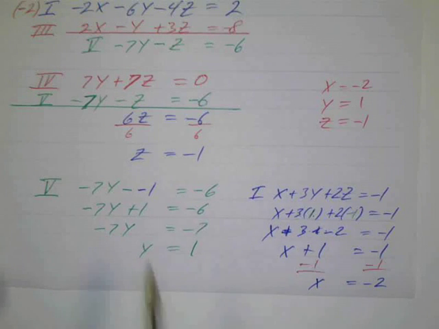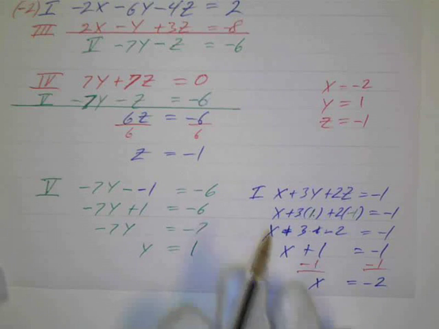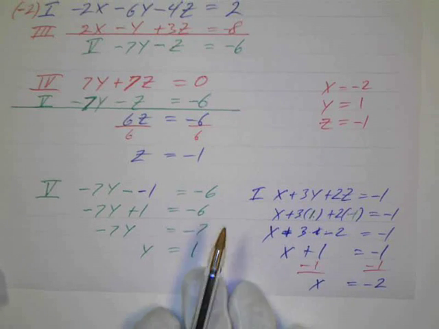So if you know how to solve two equations with two unknowns, you won't have any trouble. So what you try to do is reduce these. All right?